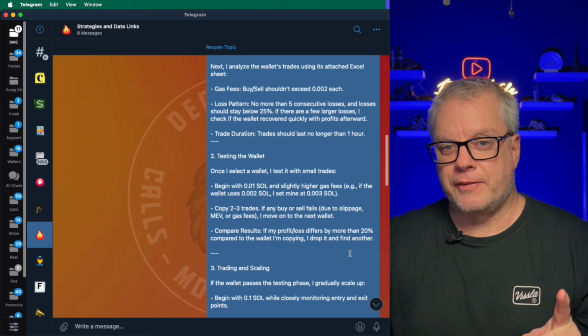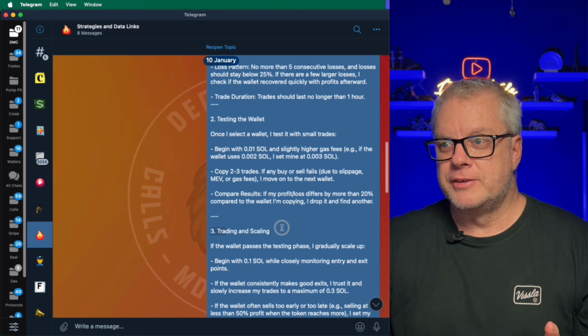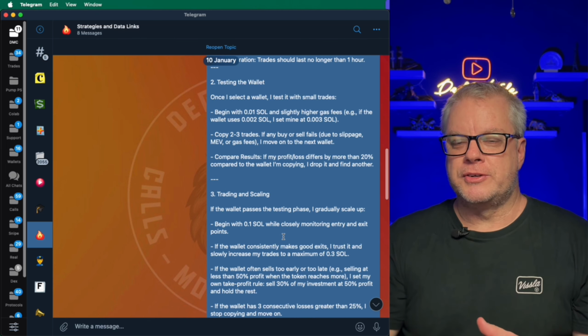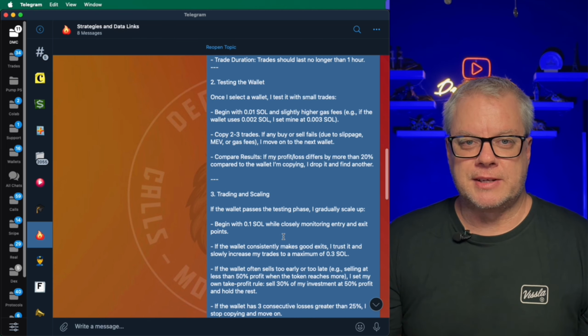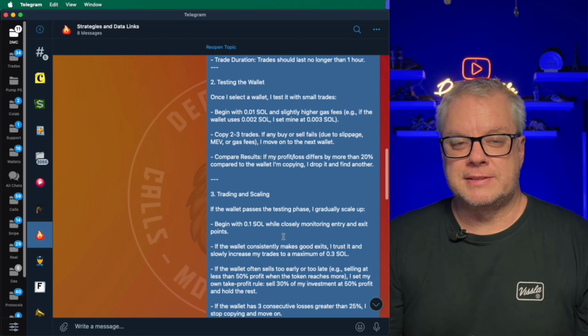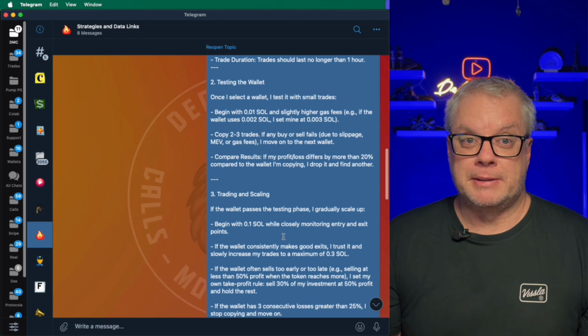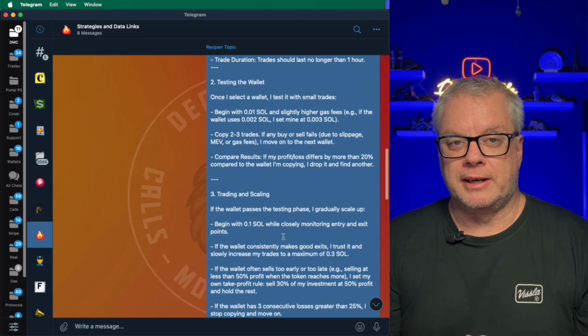So that is a fantastic way of testing without losing too much Solana in order to find good copy trade wallets. Now, once you've found those good wallets, you need to scale up. So you find a wallet, you scale up to 0.1, go through to 0.3 if you continue to have success. Now, keep an eye on these wallets. These aren't going to last forever, so some wallets will last for a week, some will last a bit longer, but it depends entirely on the wallet.